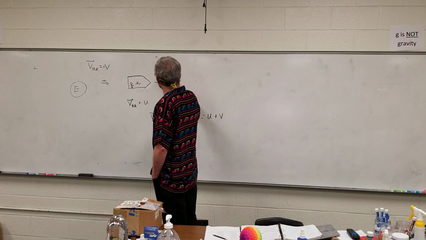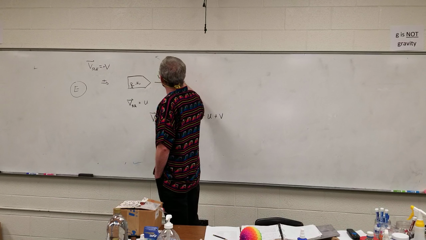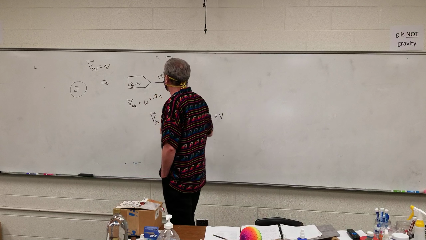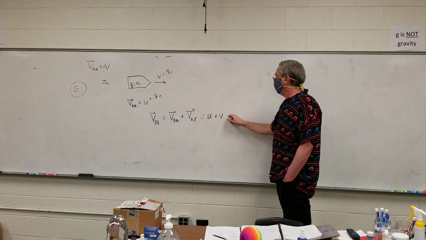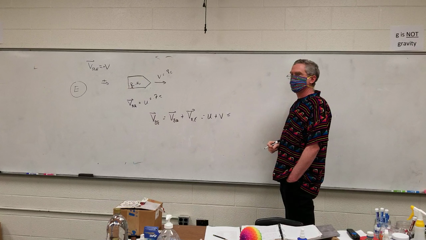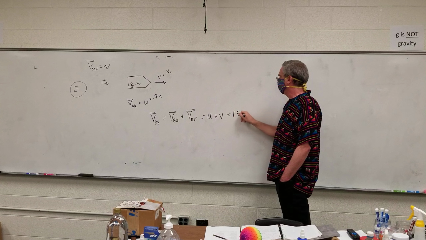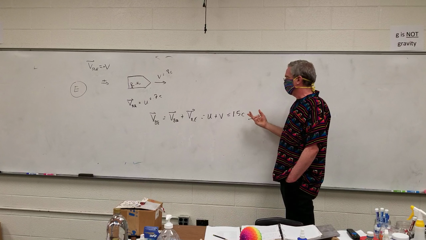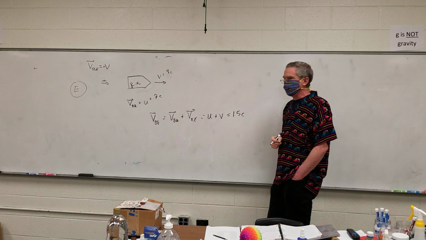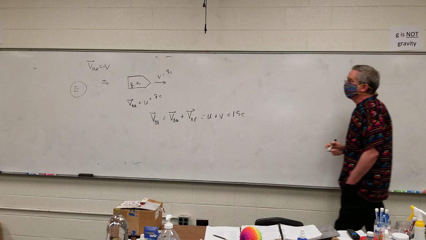So if v is, let's just say, 0.8 times the speed of light and u is 0.7 times the speed of light, what would be the velocity of the ball with respect to Earth? 1.5 times the speed of light. There seems to be a problem with that. So obviously we can't solve it that way particularly well.